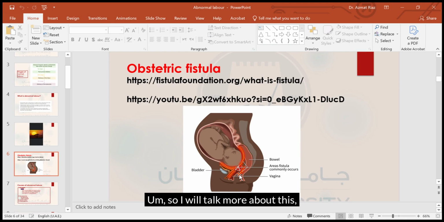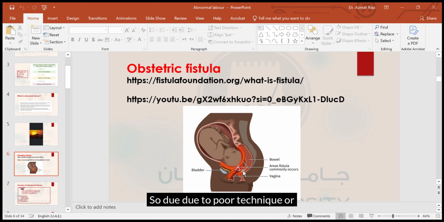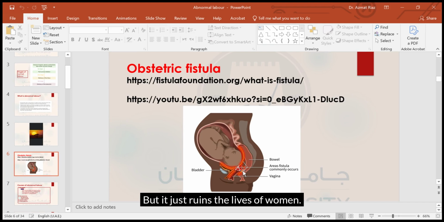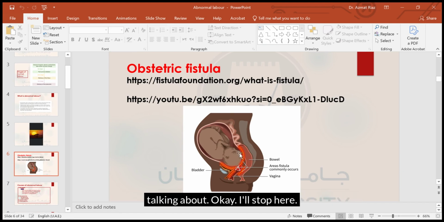So I will talk more about this, but just watch these videos, okay? There are two separate videos. Watch them. Sometimes it's because of poor surgical technique, even in gynae, right? If it's a hysterectomy, because the ureter and urinary bladder are very close to the cervix, right? And the urinary bladder is also just in front of the uterus, right? So due to poor technique, it can happen even after gynecological surgeries, and it just ruins the lives of women. If you watch these videos, then you will understand what I'm talking about.